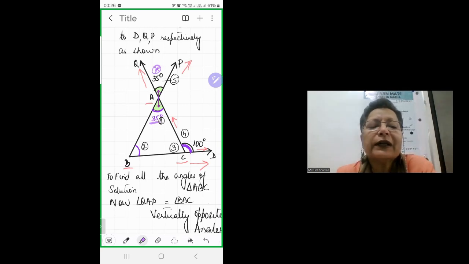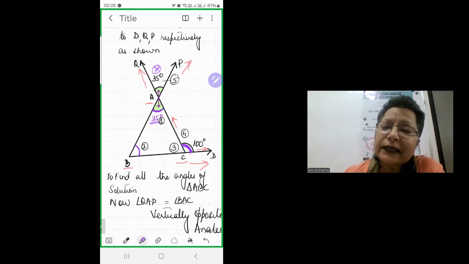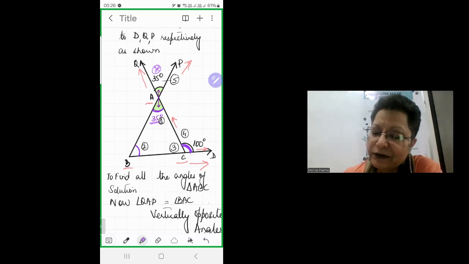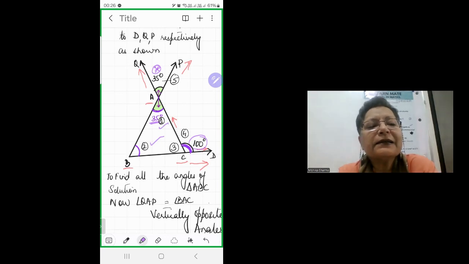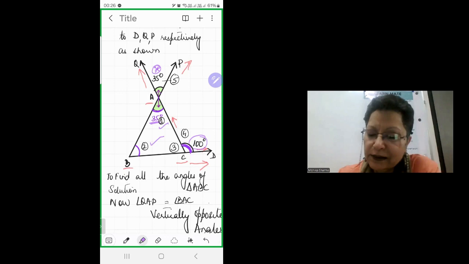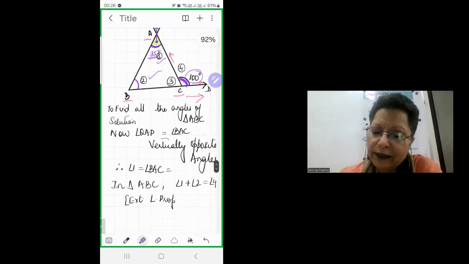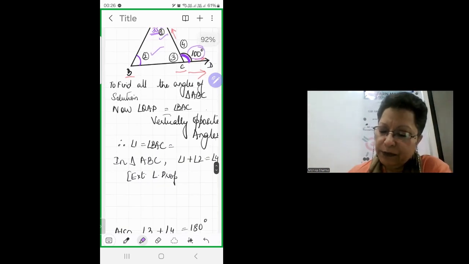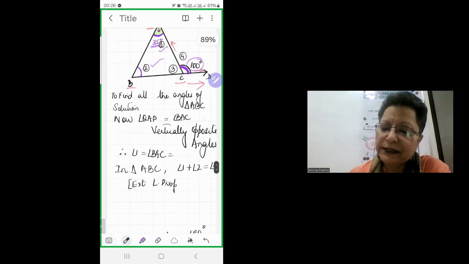Now, we also can say that the exterior angle at point C, which is 100, is going to be a sum of angle 1 and angle 2. Why? Because it is the sum of the interior opposite angles. So angle 4 is going to be equal to angle 1 plus angle 2. So let me just write this down. Angle 1, BAC, we've just found out to be 35 degrees.